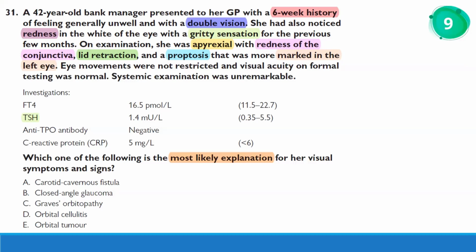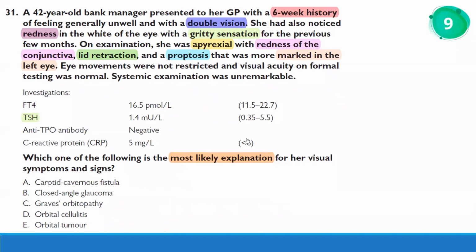A 42-year-old bank manager presented to her GP with a 6-week history of feeling generally unwell and with double vision. She had also noticed redness in the white of the eye with a gritty sensation for the previous few months. On examination, she was pyrexial with redness of the conjunctiva, lid retraction, and proptosis that was more marked in the left eye. Eye movements were not restricted and the visual acuity on formal testing was normal. System examination was unremarkable. Investigation: fT4 is normal and TSH is normal. Anti-TPO antibody negative. C-reactive protein is normal. Which one of the following is the most likely explanation for her visual symptoms and signs?